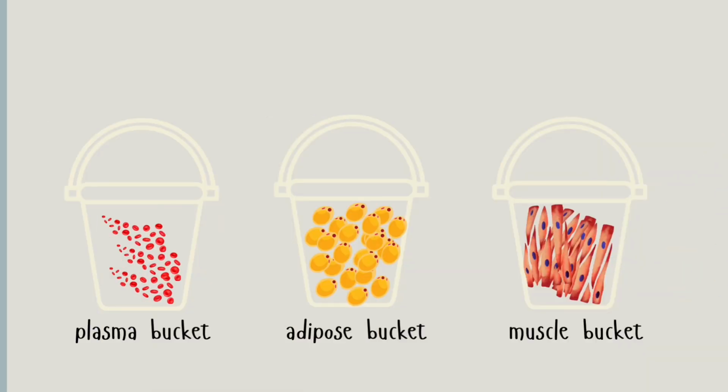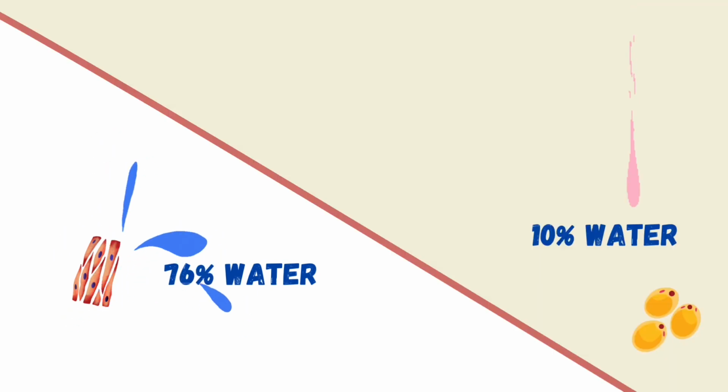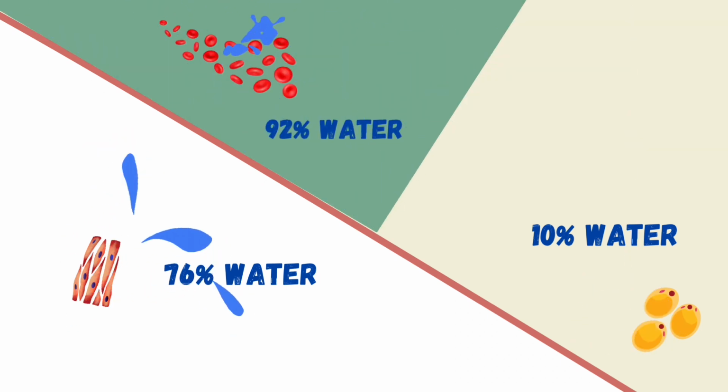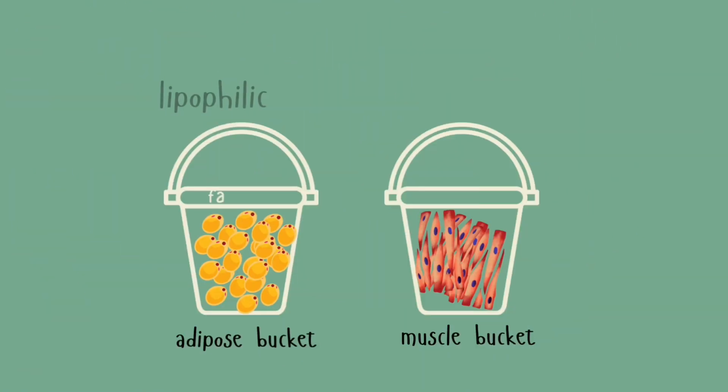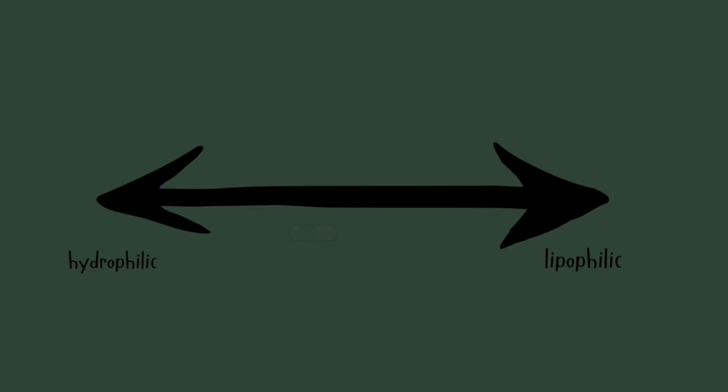Each of these buckets has unique properties that will influence how they receive drug from systemic circulation. One of the most important properties is water content. Muscle is made up of over 75% water. Fat tissue only has about 10%, and plasma has as much as 92% water. The higher the water content, the greater the ability to interact with water and water-loving molecules. Fat tissue is therefore lipophilic. It interacts best with fat-loving molecules. Muscle is hydrophilic. It interacts best with water-loving molecules.